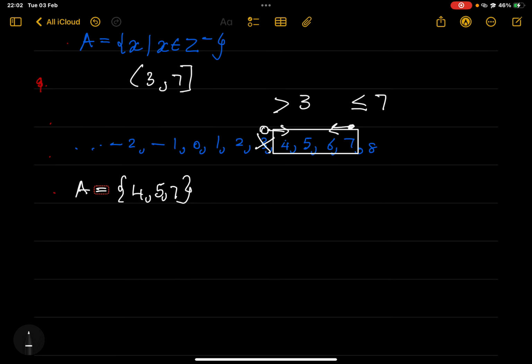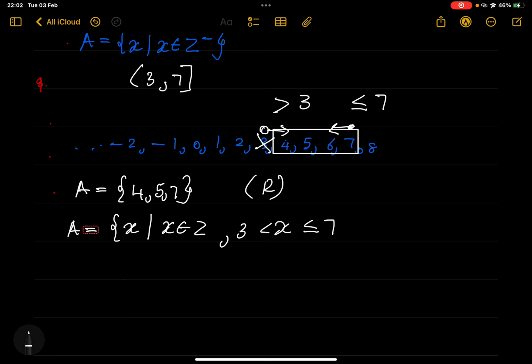So from there, we write the set in terms of what? Set builder, because the first one is written in roster method. We are going to just say x such that x is an element of integers, and x is greater than 3, and x is less or equal to 7.